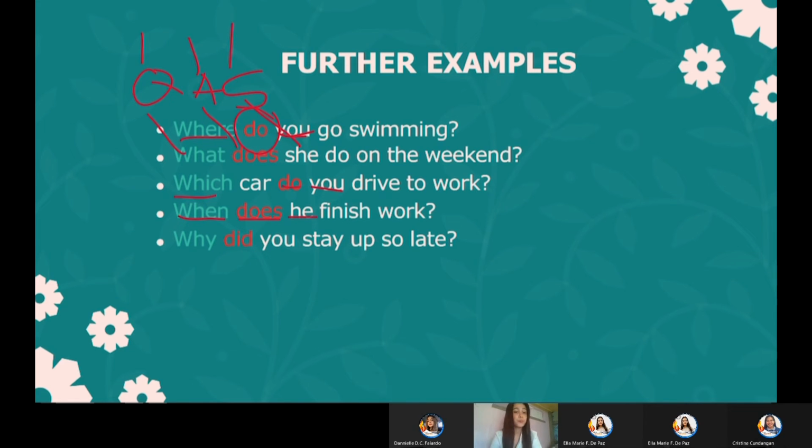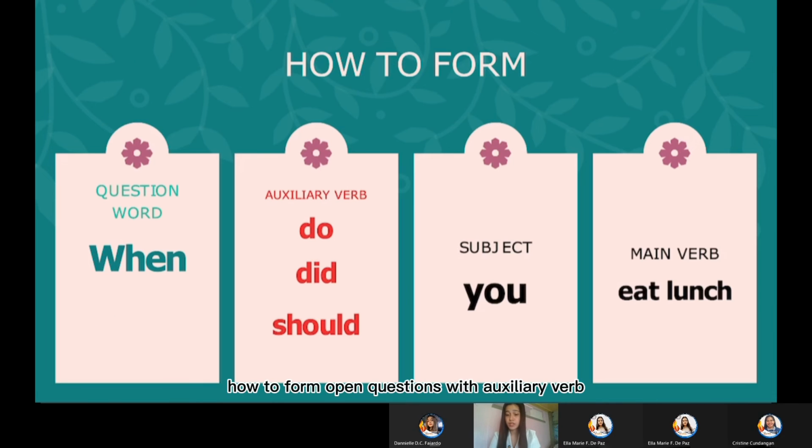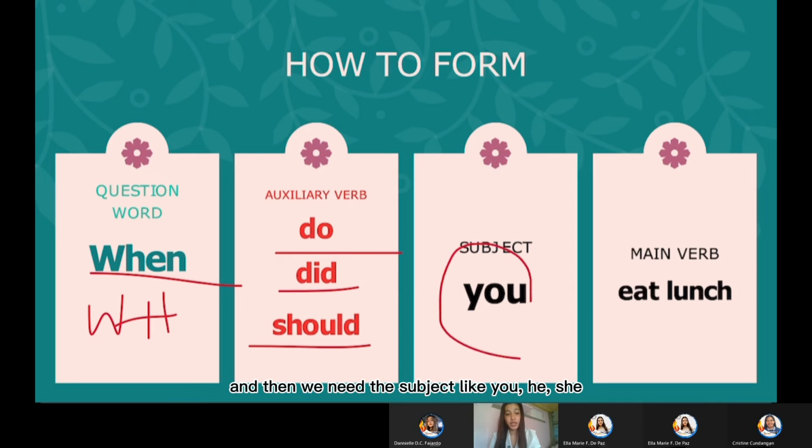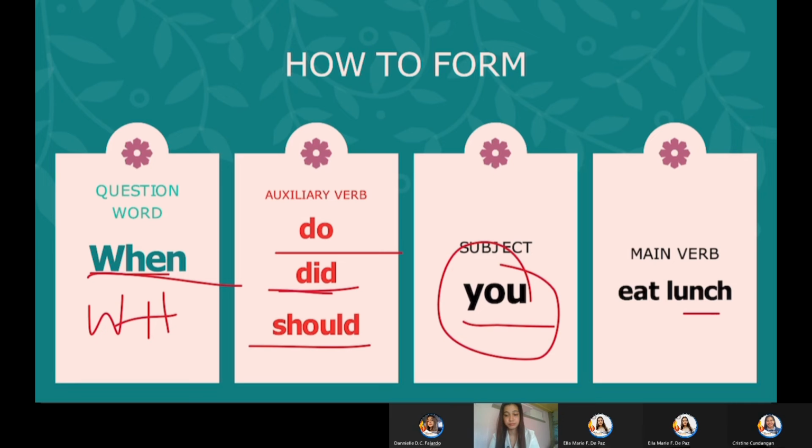So next slide. How to form open questions with an auxiliary verb. First, we need a question word, which is when. WH questions or others are applicable. Then the auxiliary verb like do, did, should, and then we need the subject like you, he, she. And lastly, our main verb or the rest of the sentence. So in here, we can form: when did you eat lunch?